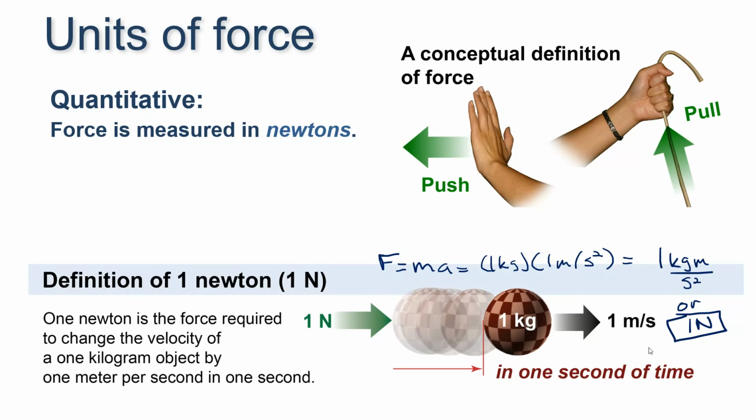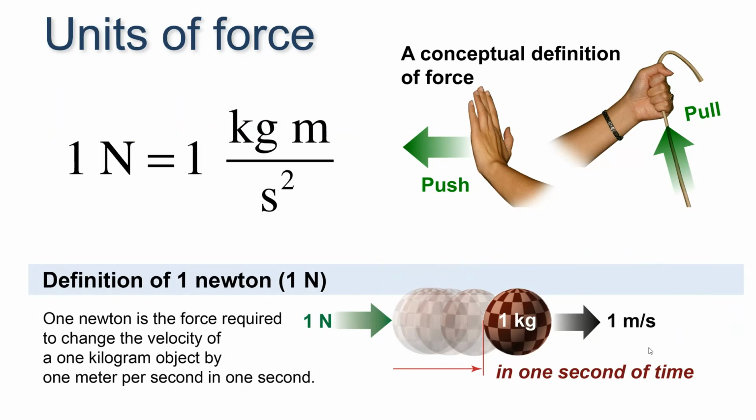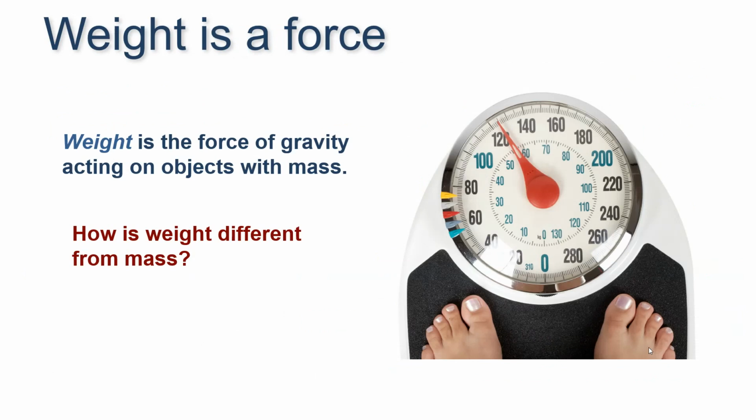Sometimes it does, sometimes it doesn't. So the interesting thing about the acceleration due to gravity is that it's the same for anything, no matter how massive an object is. It always speeds up at 9.8 meters per second squared. All right, can I move on to the next slide? All right, let's write this down. Weight is a force of gravity acting on objects with mass.